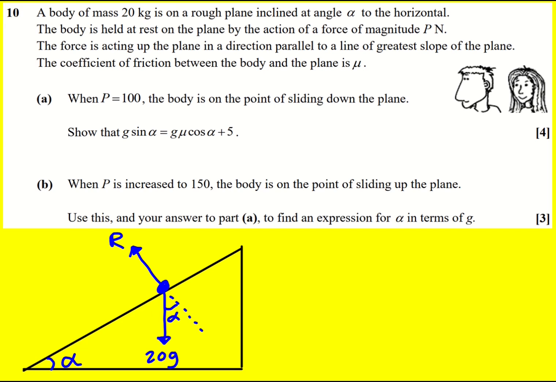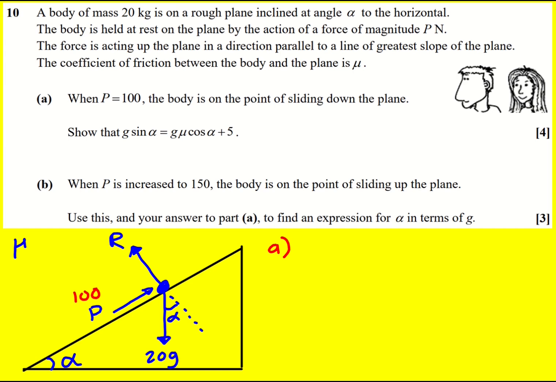We're then told that the body's held at rest by the action of a force of magnitude P, and it's acting up the plane, like that. And the coefficient of friction is lambda. So let's take a look at part A. We're told when P is 100, the body is on the point of sliding down the plane.